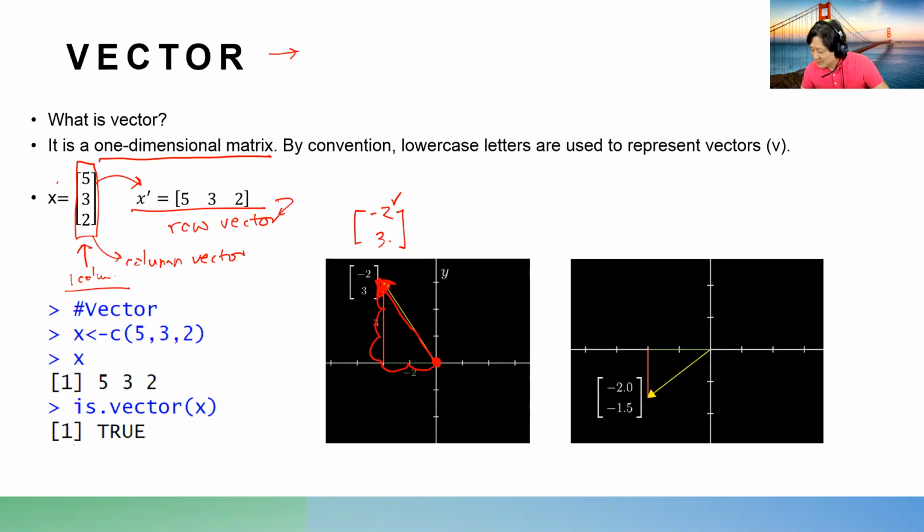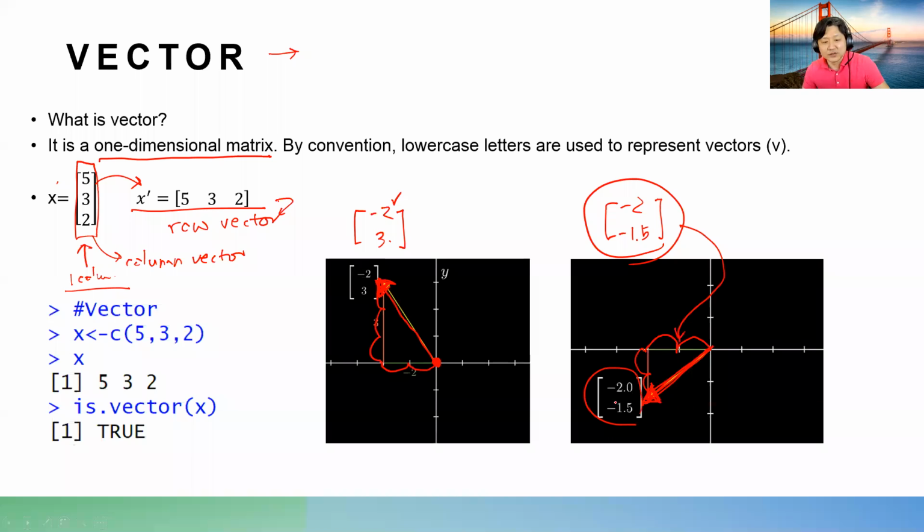What about this case? This is -2 and -1.5. So we go -2 and -1 and 0.5. So this is a vector. This vector can be expressed like this in geometric space. Okay, so this is a vector.